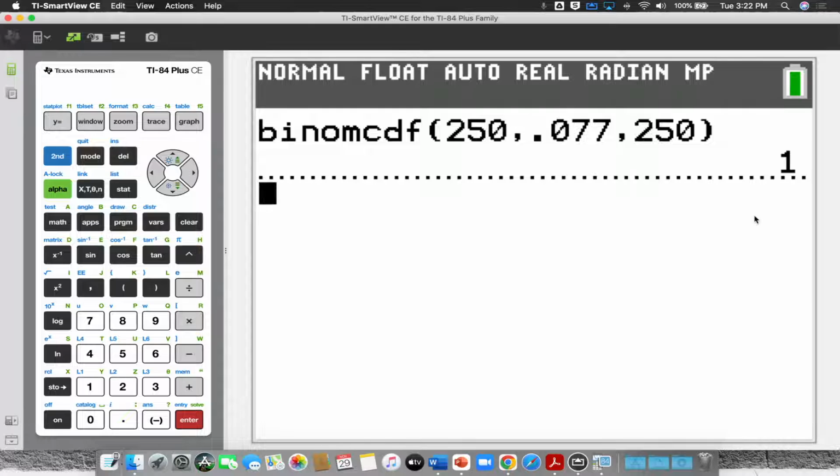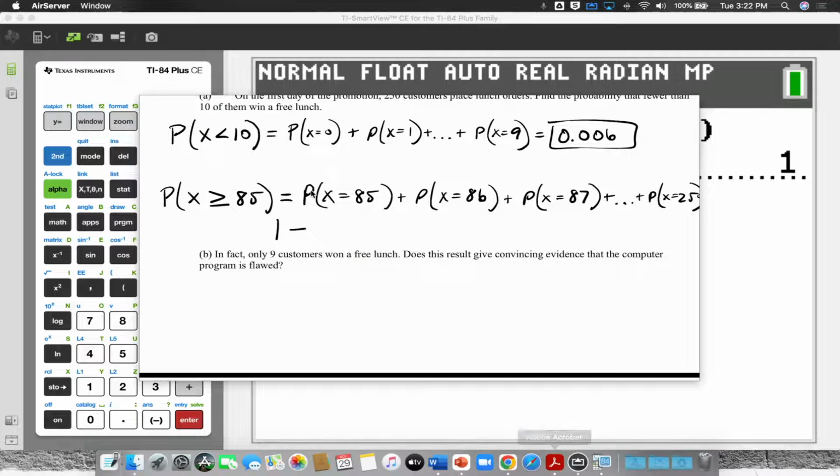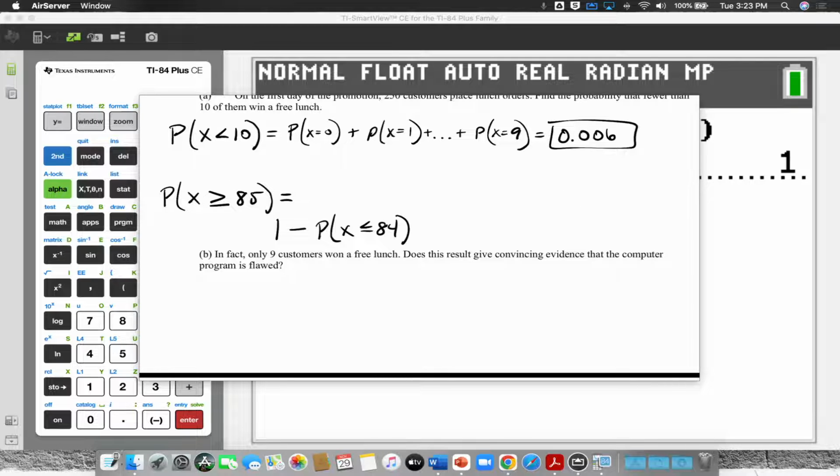I want to take that and take away a piece, right? So I want to go 1 minus what? Who do I not want to count in this? Okay, so how do I write that? Probability of less than or equal to 84. That's what I want. So the question is, how do I find this?